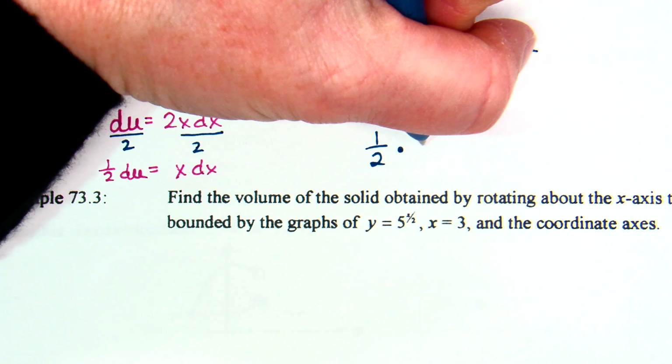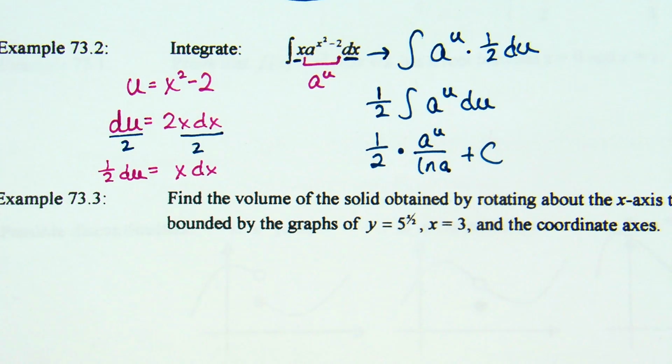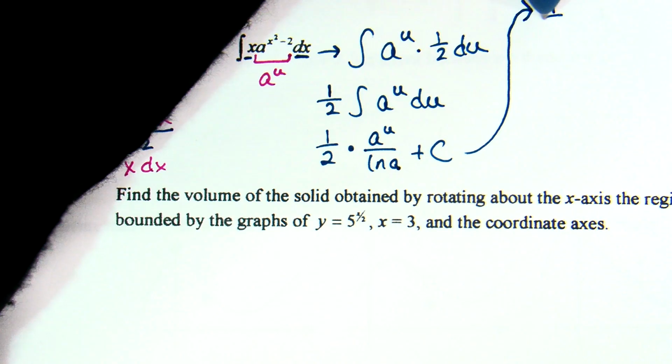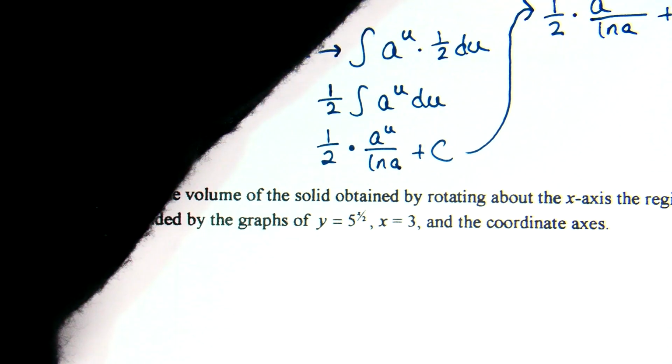A to the u over natural log of a plus c. Am I done? Plug in u. Plug in u, right? We've got to go back and rewrite this somehow. So I have 1/2 a to the u, which is a to the x squared minus 2, over natural log of a, plus c. Off the screen.